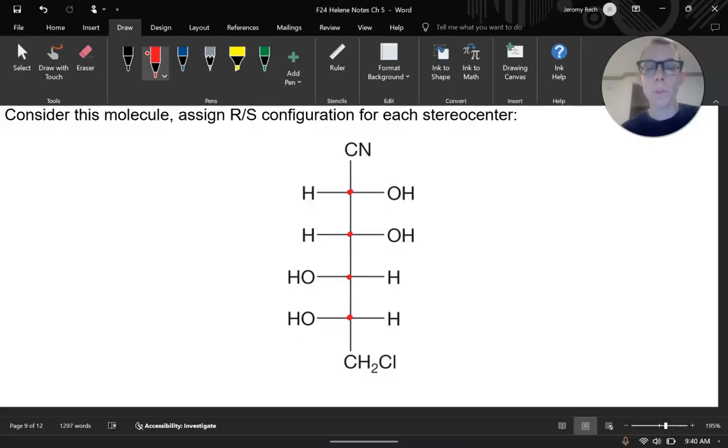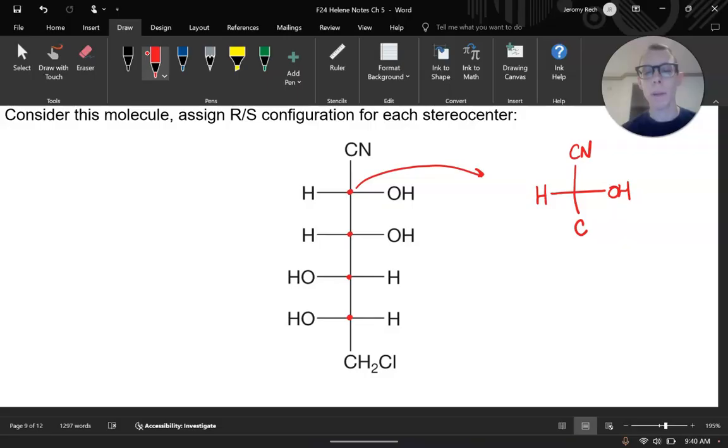And let's go ahead and look at each of these and get some practice on thinking about how to understand this idea of a Fisher projection. So let's start by looking at just this top one right here. I'm just going to redraw a little section of it over here. So I have a cyano, I have an H, an OH, and at the bottom I have a carbon.